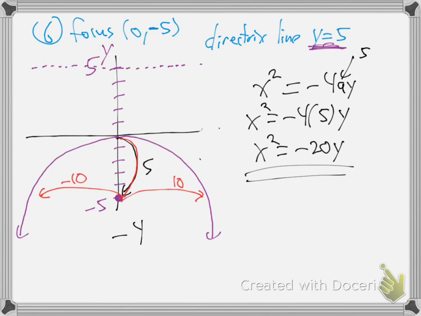That's how you always find the latus rectum points. They're always at the focal depth, but double the distance. So this must be the point over 10, down 5, and this must be the point back 10, down 5. There's the two latus rectum points. We good? Questions on that?